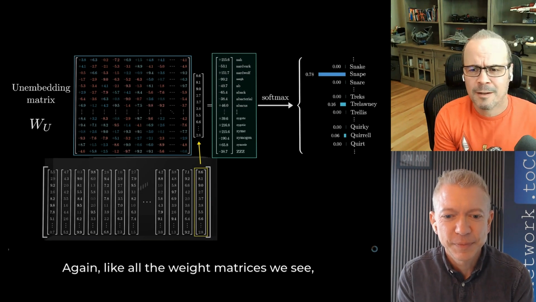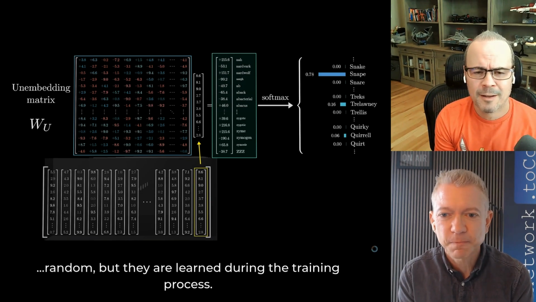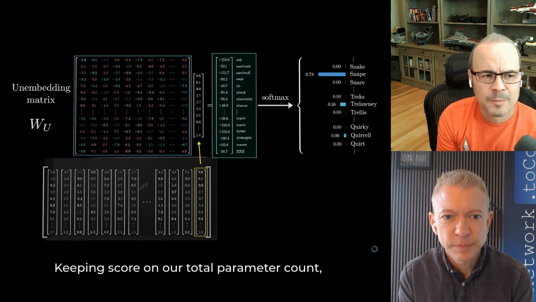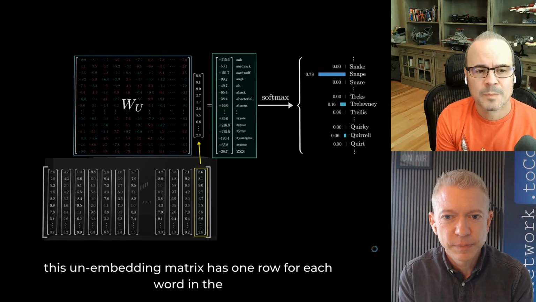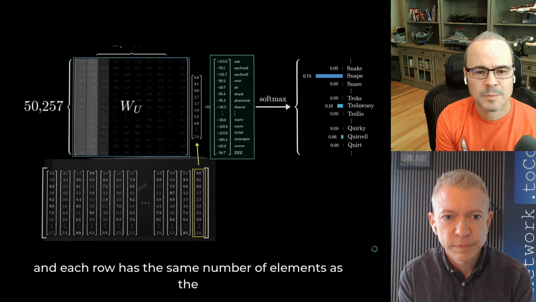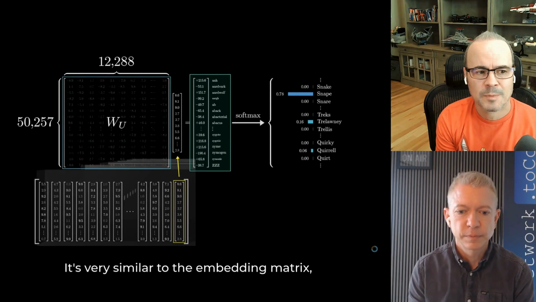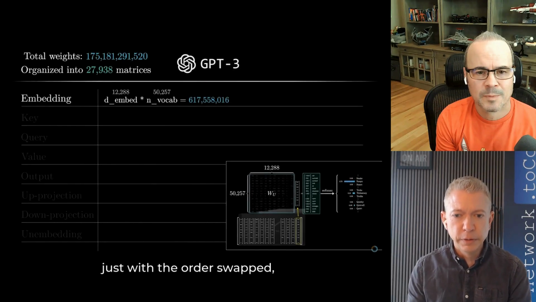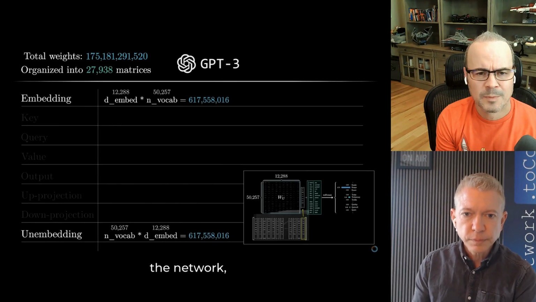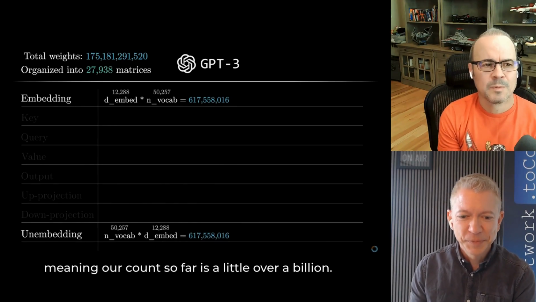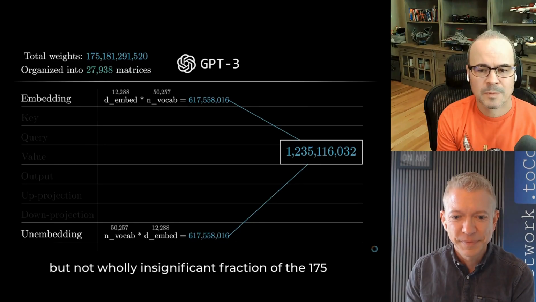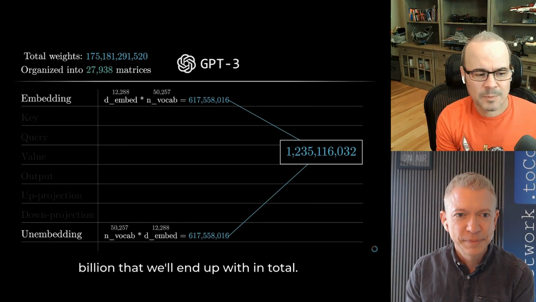Again, like all the weight matrices we see, its entries begin at random, but they are learned during the training process. Keeping score on our total parameter count, this unembedding matrix has one row for each word in the vocabulary, and each row has the same number of elements as the embedding dimension. It's very similar to the embedding matrix, just with the order swapped, so it adds another 617 million parameters to the network, meaning our count so far is a little over a billion. A small, but not wholly insignificant fraction of the 175 billion that we'll end up with in total.